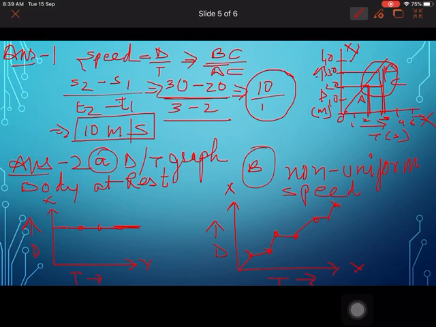Okay, now the distance time graph for a body at rest. This is the y-axis, this is the x-axis. When the body is at rest, you have to draw a straight line parallel to the x-axis, and when non-uniform speed is there, you will get a zigzag line.